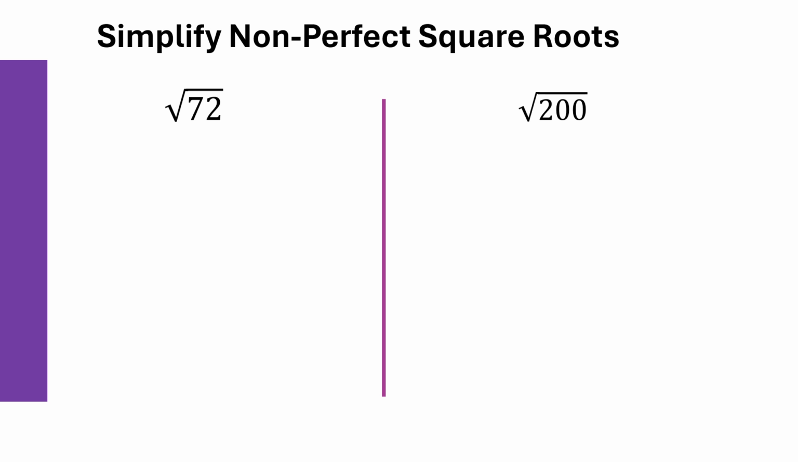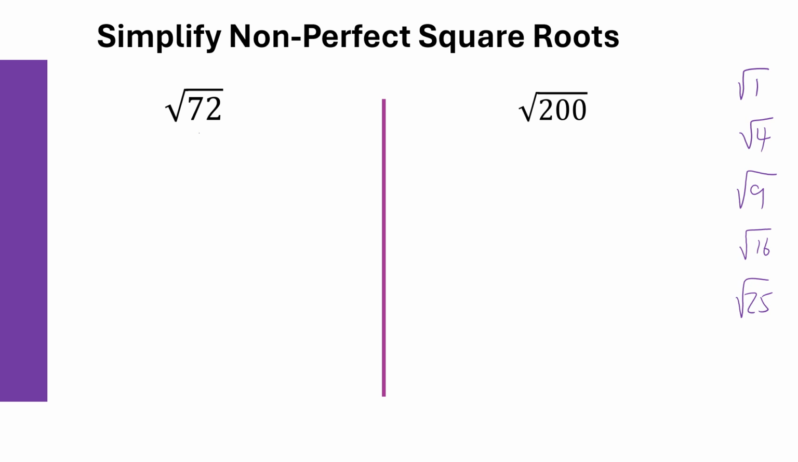Well, if you know your perfect squares, such as 1 squared is 1, so 1 is a perfect square. 2 squared is 4, so we know that the square root of 4 is going to be 2. 3 squared is 9, so we know 9 is going to be a perfect square. And 4 squared is 16, so we know that the square root of 16 will be 4. Last one, 5 squared is 25, so I know that the square root of 25 is going to be 5. So we can simplify these two non-perfect square roots using our perfect squares.